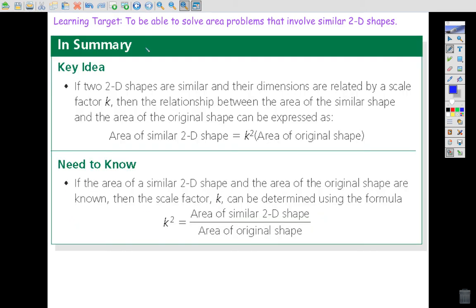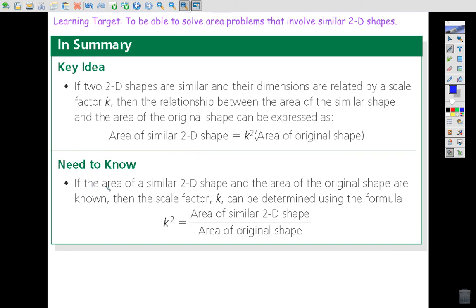So in a nutshell, the key idea here is that if two 2D shapes are similar and their dimensions are related by a scale factor of k, then the relationship between the area of the similar shape and the area of the original shape can be expressed as: the area of the similar 2D shape equals k squared times the area of the original shape. So in short, area new is going to come from k squared times the area of the old.